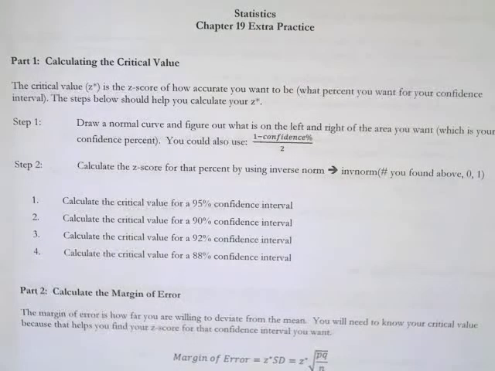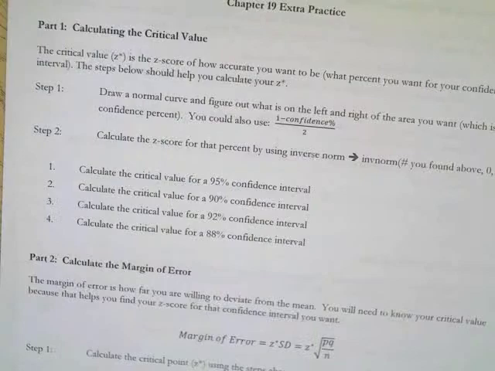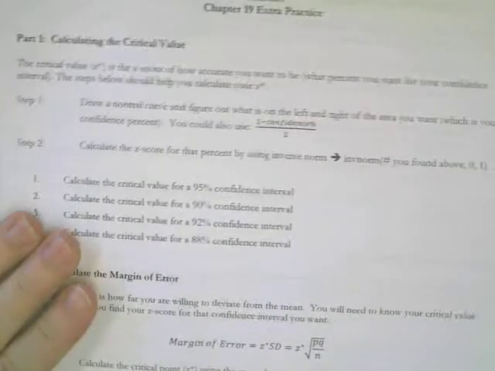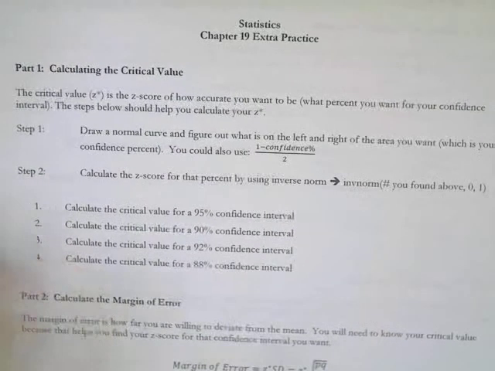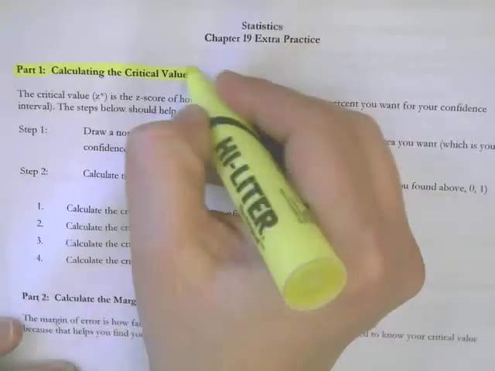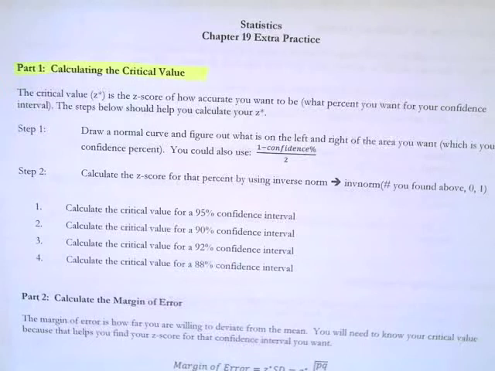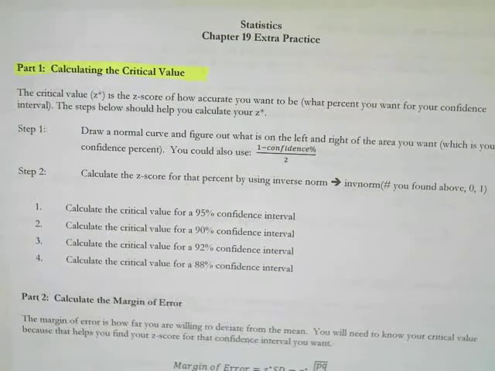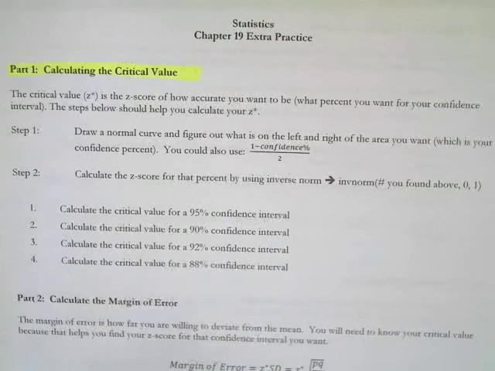For extra practice, I'm just going to split it into the 4 different parts, and there's going to be 4 different videos. So this is for part 1. What's going on is you have something called a critical value, which is actually just the z-score of how accurate you want to be, and that's how accurate you want your confidence interval to be, okay?